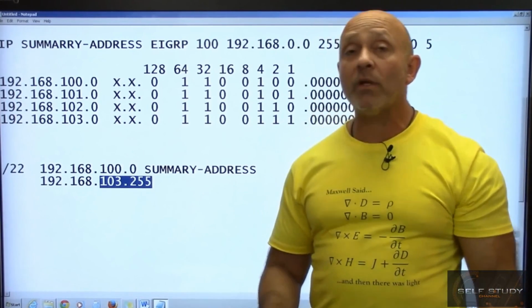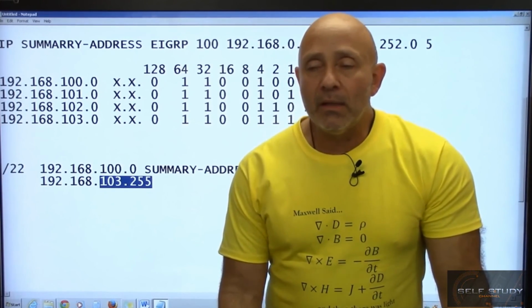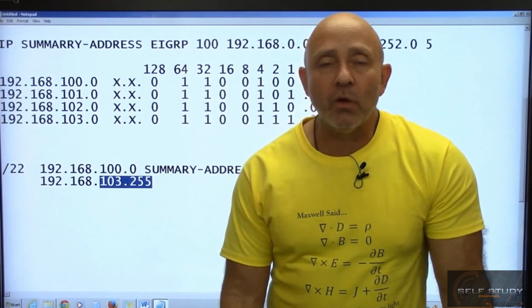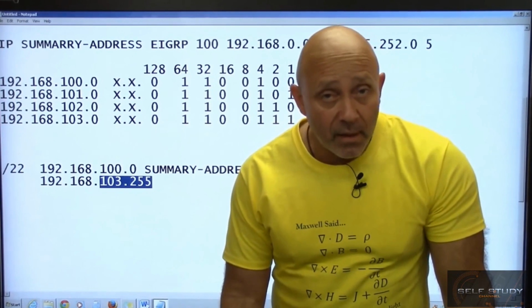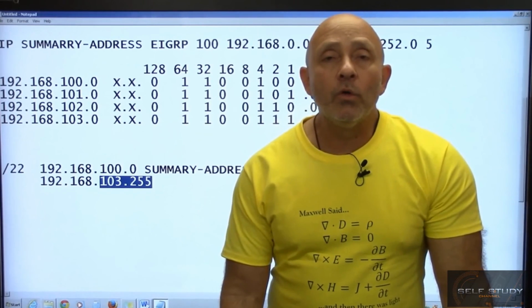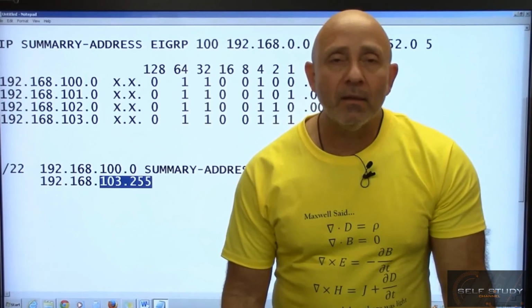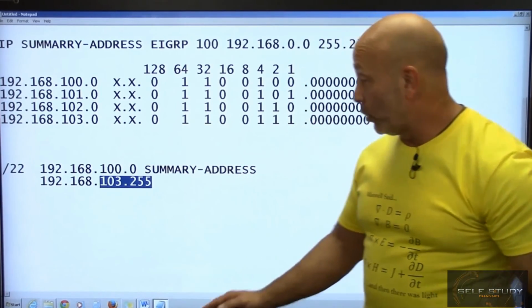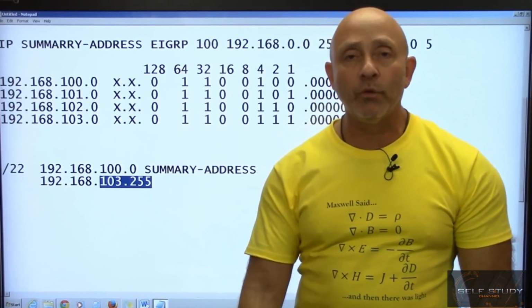Will you be asked questions on summarization? Yes, you will. There will be at least maybe 3 to 5 questions on your exam. Well, you will have to either summarize given addresses, or you would have to find the addresses within that summary address. And that's when you would do our normal procedures that we would do for subnetting.